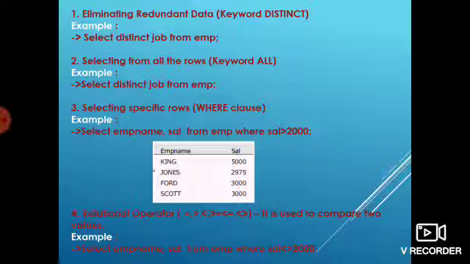Same thing can be done with the help of the ALL keyword also. Now DISTINCT and ALL are both used, but there is one difference: with the ALL keyword the duplicates will repeat, but with DISTINCT you will get each only once. That is the major difference between DISTINCT and ALL.